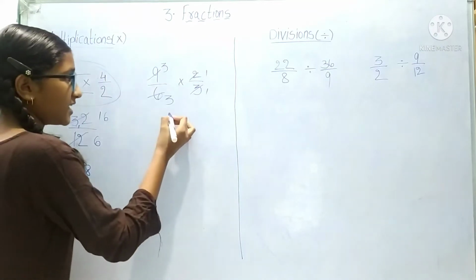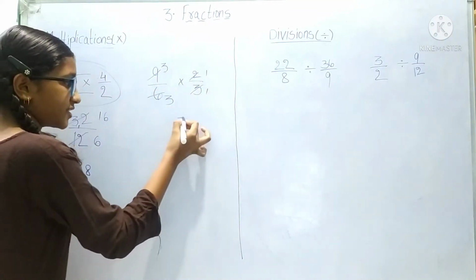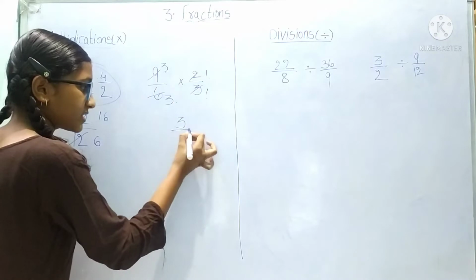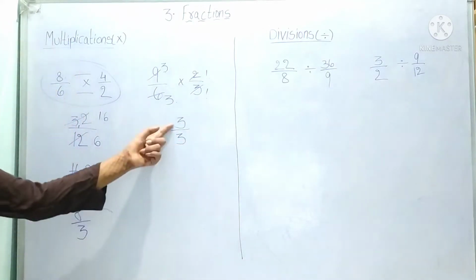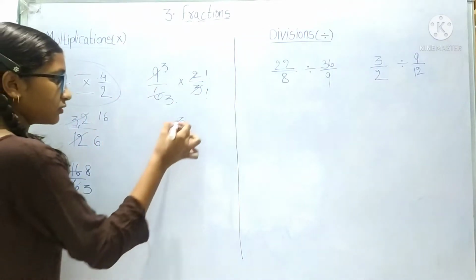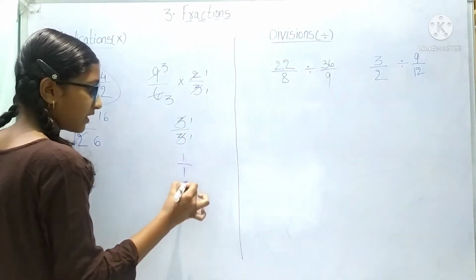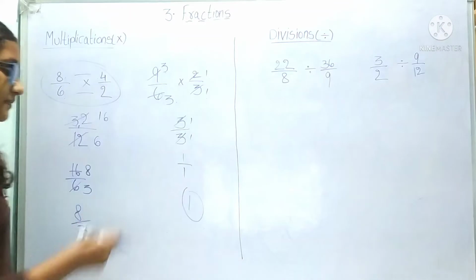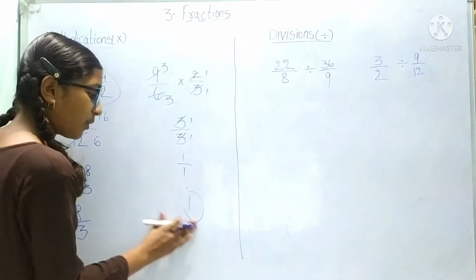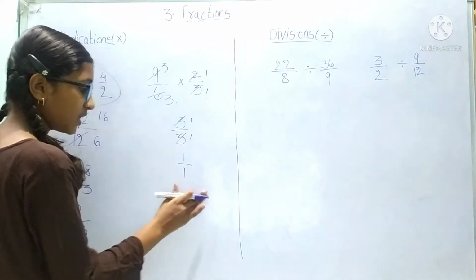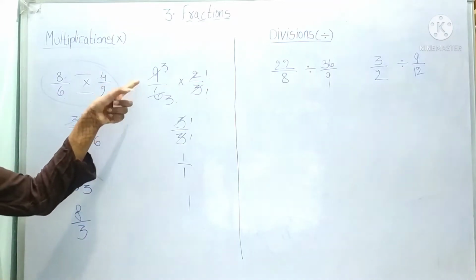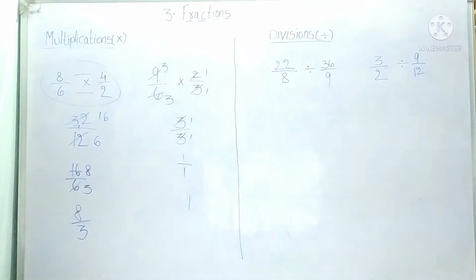So the output is 3 into 1 means 3, and 3 into 1 means 3. So here 3 by 3 you can also cancel this. So 3 ones are 3 and 3 ones are 3. So the answer is 1 by 1, means 1 is the answer. Okay, 1 is the answer here. So we can cancel directly here only, and once I will also cancel this one here only.